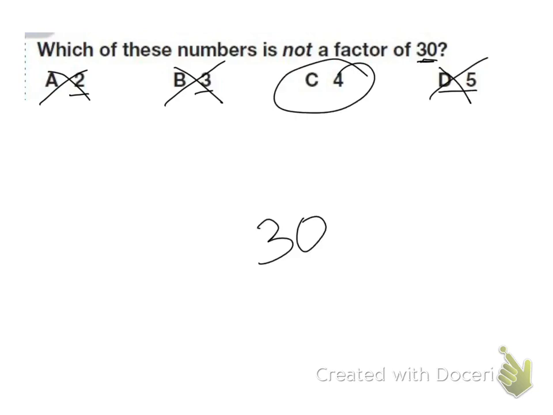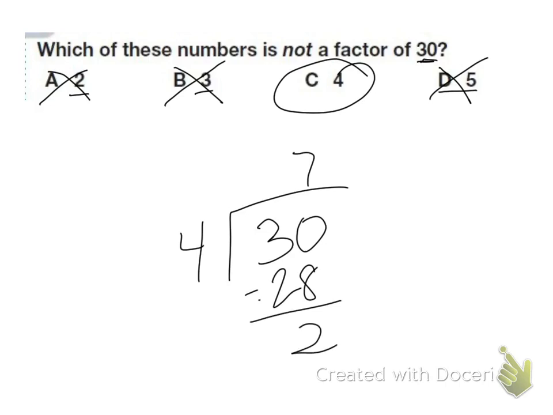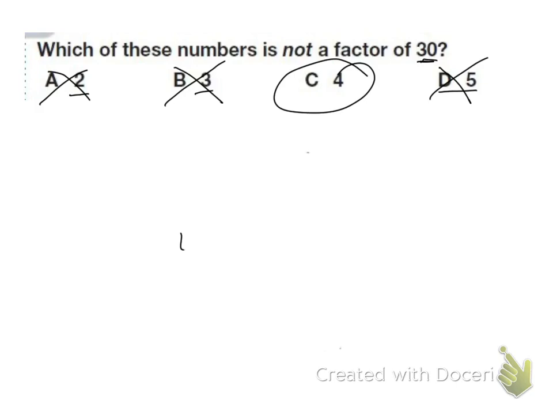If I try to do that, 30 divided by 4, well, that can only go into it 7 times, and that's 28. And so that leaves a remainder. So 4 is not a factor of 30.